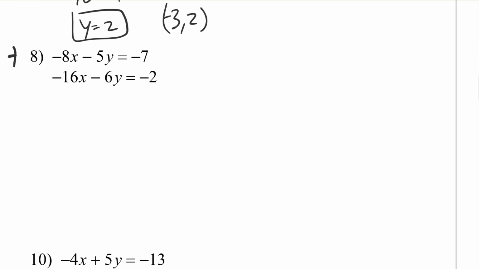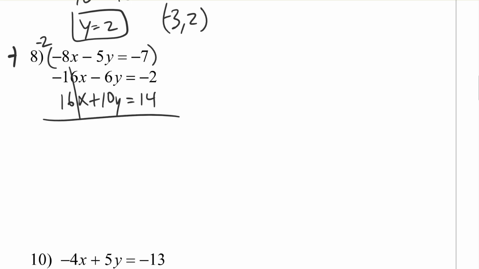Let's simplify. We can make the opposite of 16x by multiplying negative 8x by negative 2, right? So negative 2 times negative 8x makes positive 16x. I don't need that plus sign in there, but I just wanted to show it to you. Negative 2 and negative 5y make positive 10y, and negative 2 and negative 7 make 14.